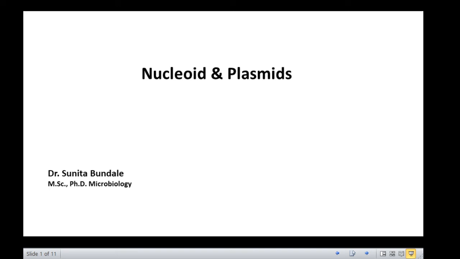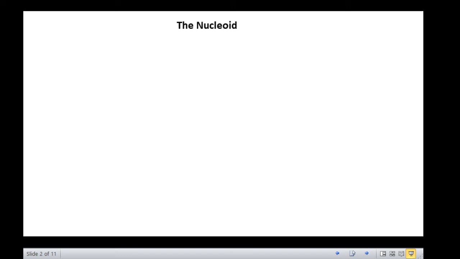In today's lecture, we are going to talk about the nucleoid and plasmids which are present in the cytoplasm of the bacterial cells. Probably the most important factor on the basis of which prokaryotes and eukaryotes are differentiated is the presence or absence of a well-defined nucleus. What does a well-defined nucleus mean?